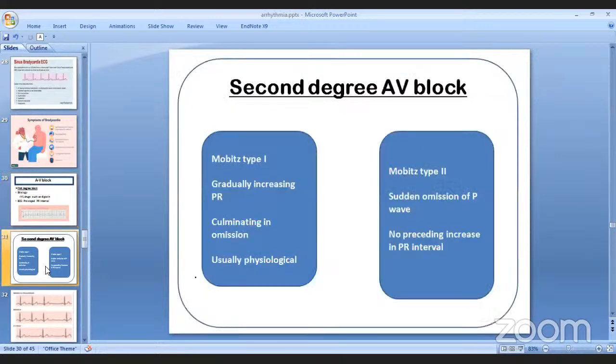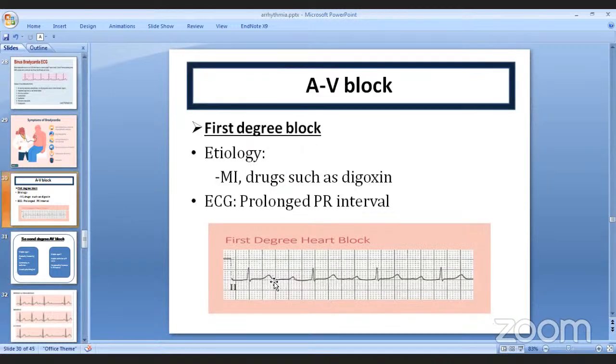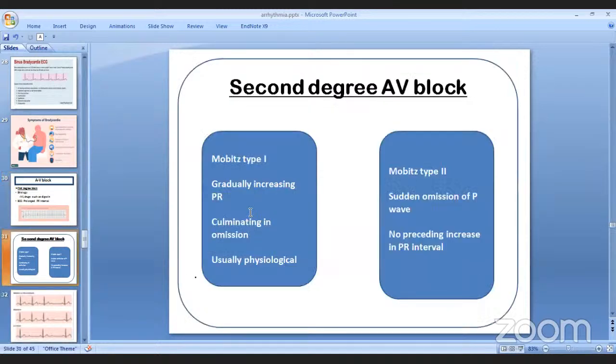Now second degree block. Second degree block again we can differentiate into Mobitz type 1 and Mobitz type 2. In Mobitz type 1, there is going to be gradually increasing PR interval. In a regular rhythm the PR interval is stable, but here the PR interval keeps increasing, and then there's going to be an omission, culminating in an omission.